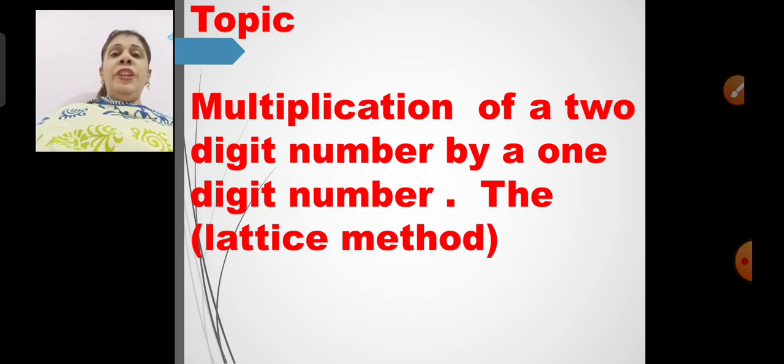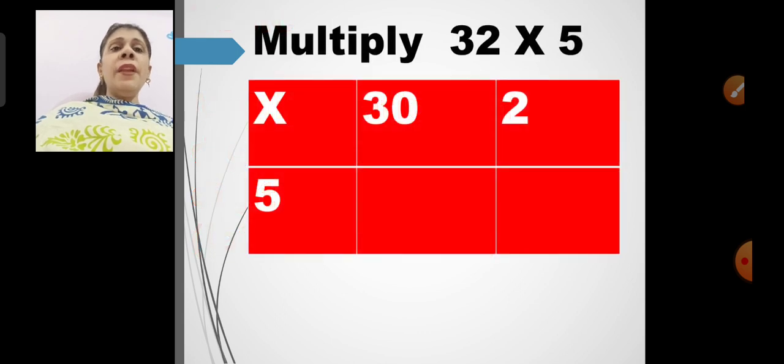Today we will learn a new method of multiplication that is called the lattice method, in which we will multiply a 2-digit number by a 1-digit number. Let us see what the lattice method is. Now children, you can see the question on your screen. It is written: multiply 32 by 5.